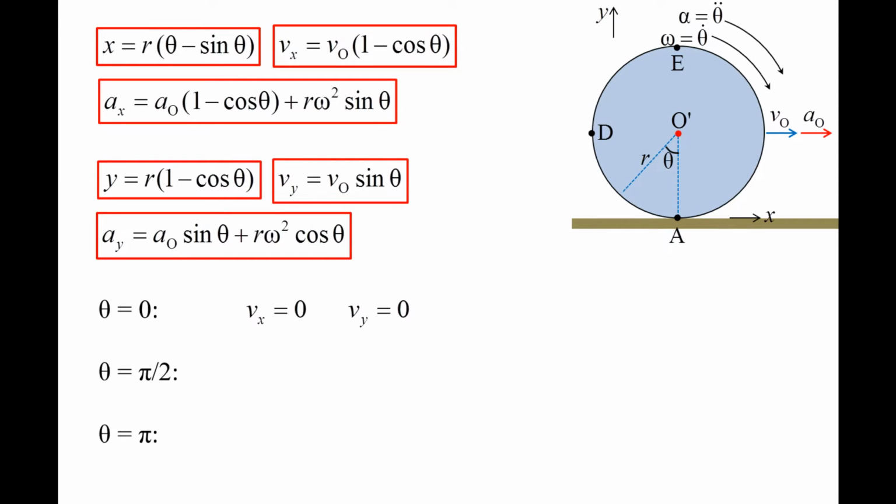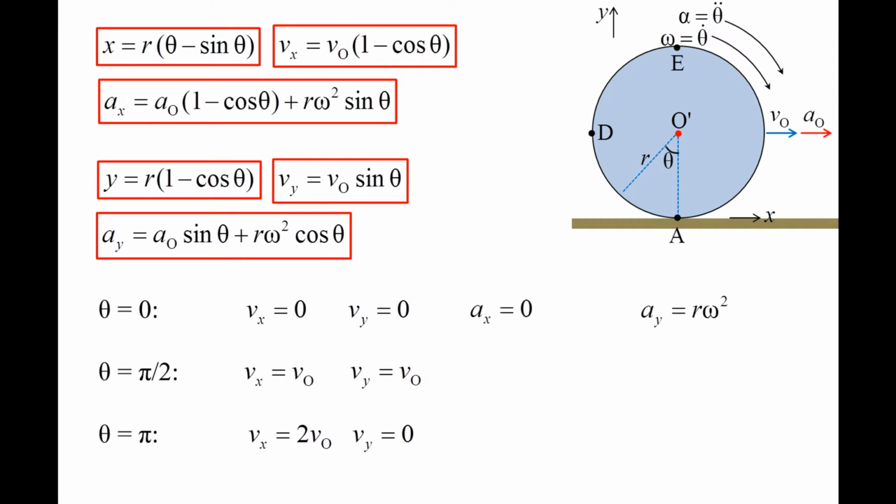At point A, Vx and Vy are both 0, meaning the point of contact does not move at that instant. At point D, Vx and Vy are both VO. And at point E, Vx is 2 times VO, while Vy is 0. This means the top of the disk is moving twice as fast as the center of the disk.